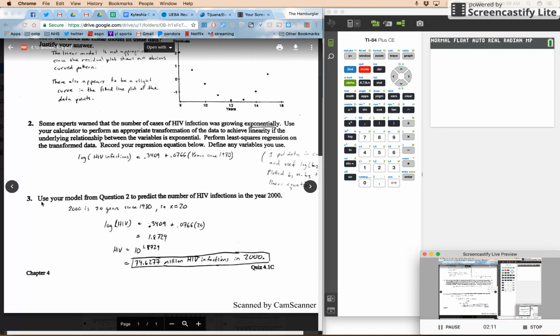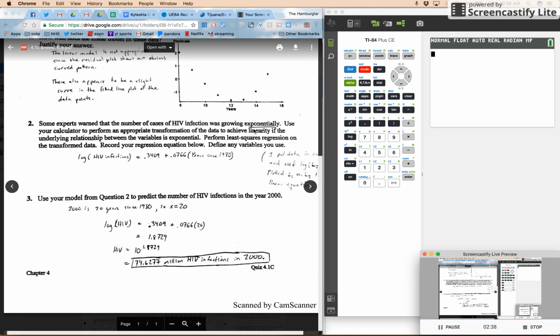The second question says, some experts warned that the number of cases of HIV infection was growing exponentially. That's the key right there, exponentially. Use your calculator to perform an appropriate transformation of the data to achieve linearity if the underlying relationship between the variables is exponential. Perform least squares regression on the transformed data. Record your regression equation below and define any variables that you use.